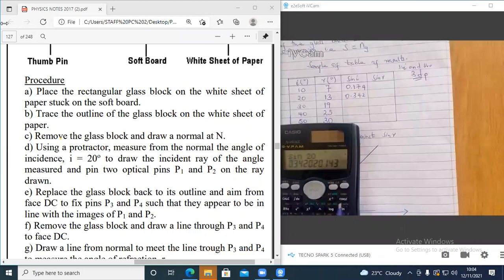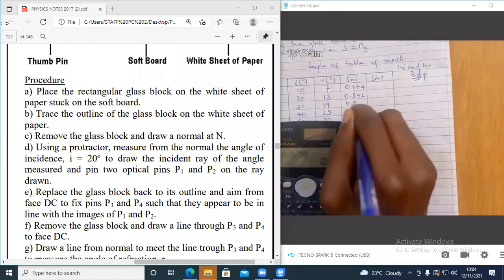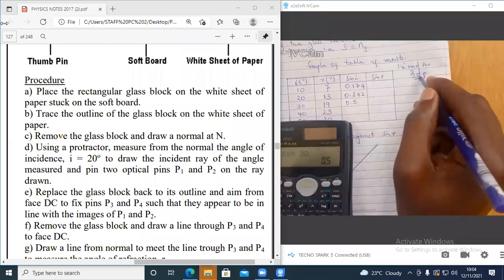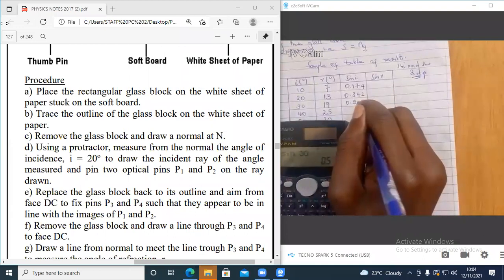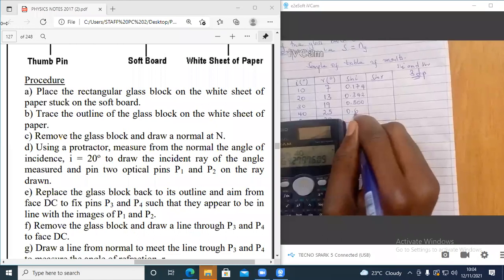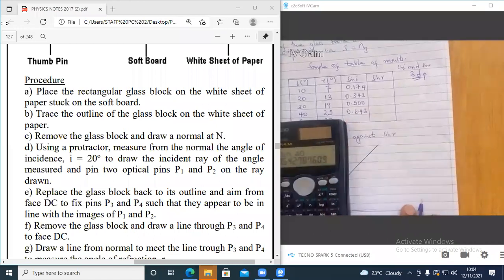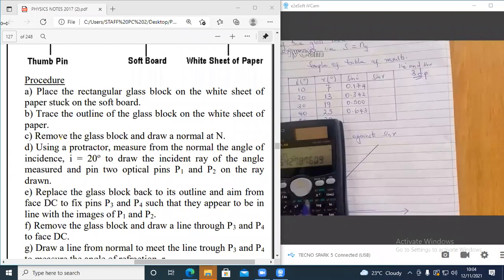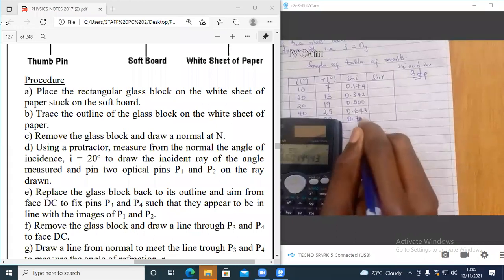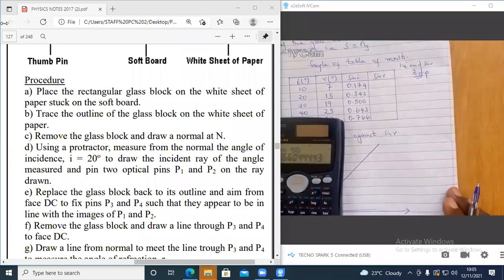What about sine of 30? You get 0.5. But we said it must be recorded to how many decimal places? Three decimal places. So what do you do? You add how many zeros? You add two zeros. So what about sine of 40? Sine of 40 is 0.643. What about sine of 50? You get 0.766.